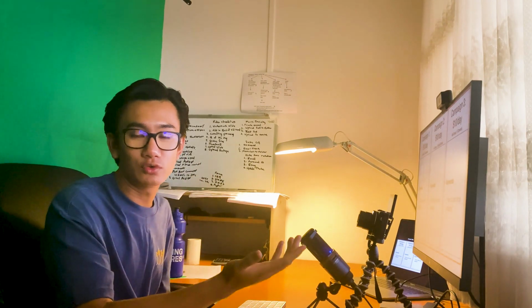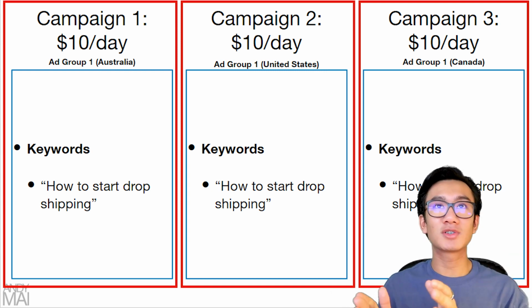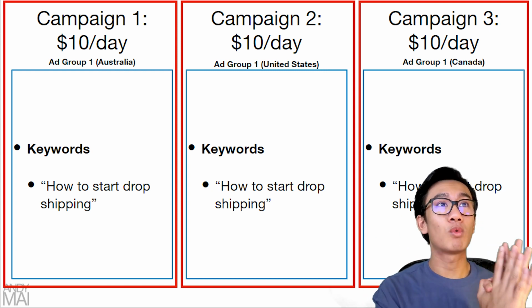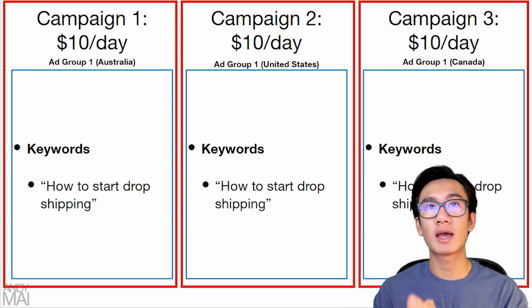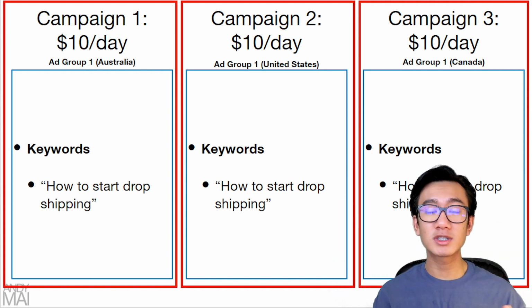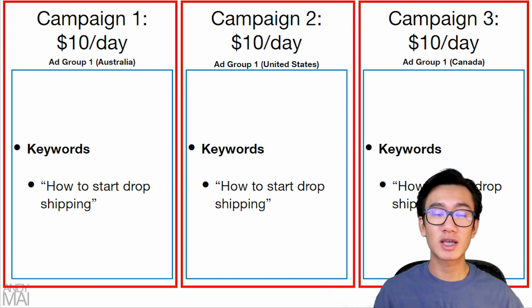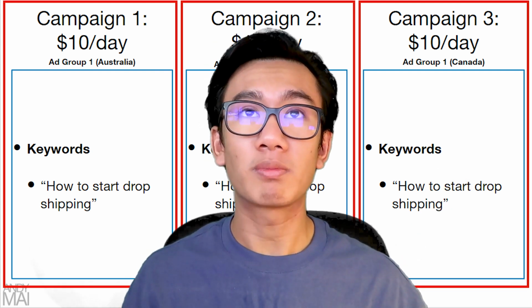So what you would have to do, just like I said previously, is split each country into 3 separate campaigns. Have one campaign just for Australia, one campaign just for the United States, one campaign just for Canada, keeping everything consistent so you can have a proper split test, keeping the keywords the same, the placements the same, and that's how you perform a proper split test.